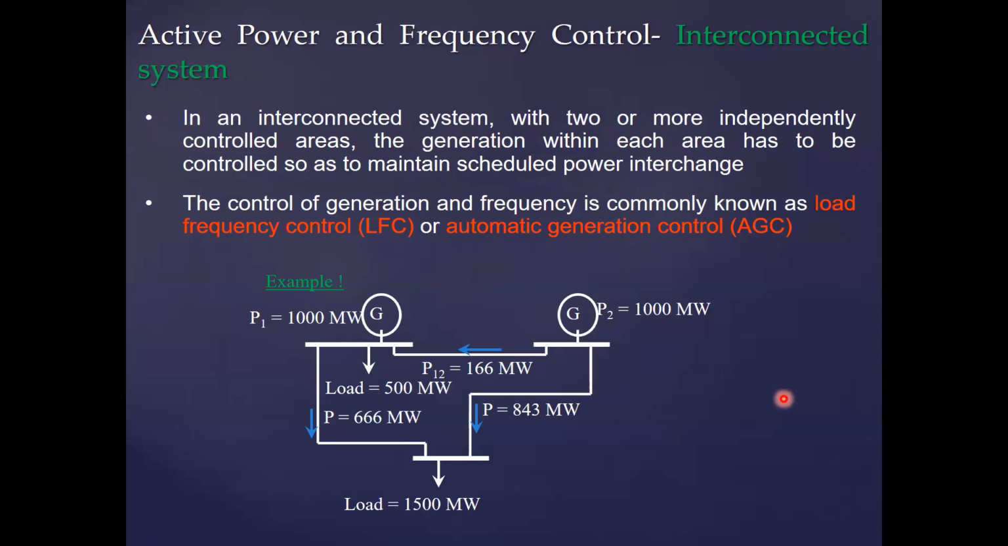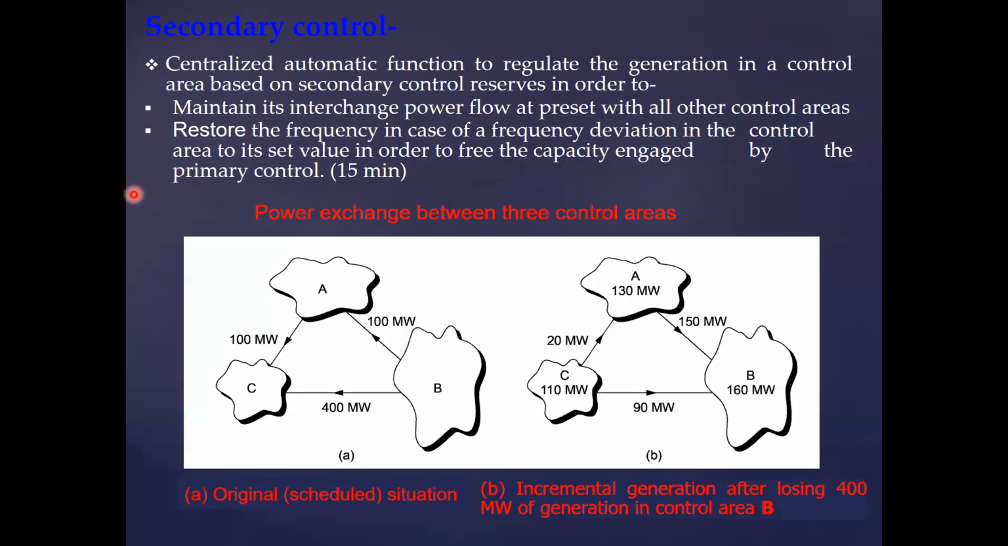Okay, so we move to the next one. In fact, we have a hierarchy level of control function or control action for AGC or LFC. One level in the hierarchy is the centralized level. The centralized level will regulate the amount of generation for each area, to apply in the secondary control.